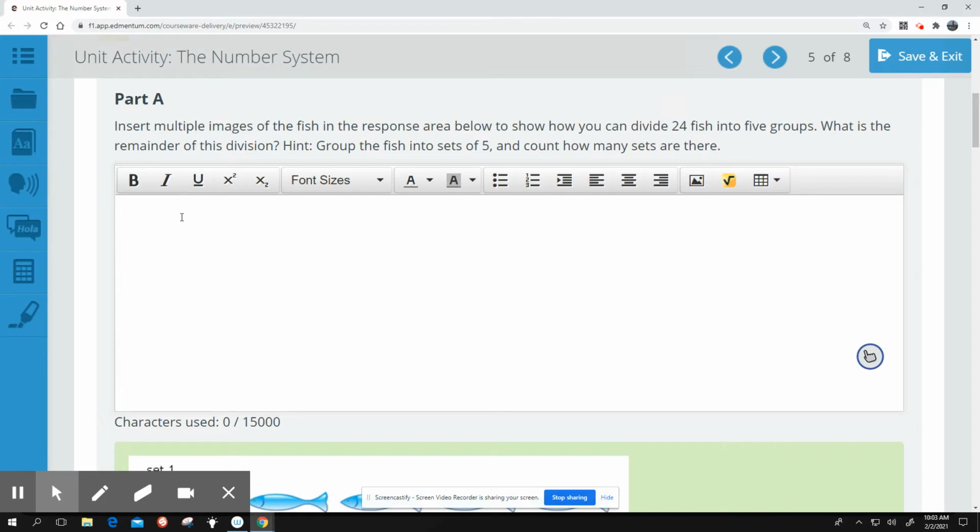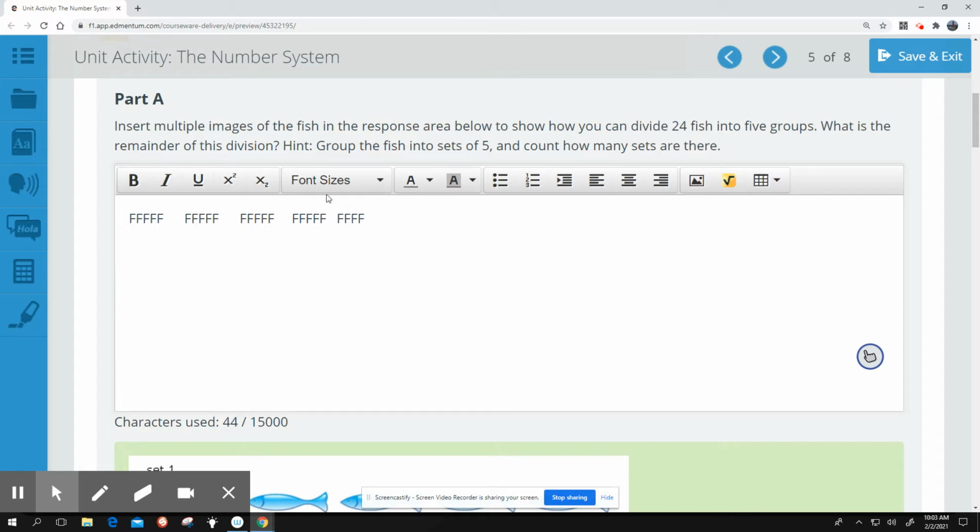Okay, so if we have 1, 2, 3, 4, 5 fish, 1, 2, 3, 4, 5 is 10. 1, 2, 3, 4, 5 is 15. 1, 2, 3, 4, 5 is 20. How many am I going to have left that won't go into a complete set? Alex? 4. 1, 2, 3, 4.